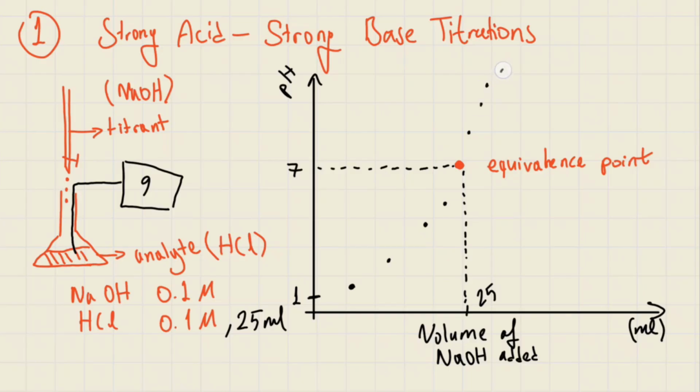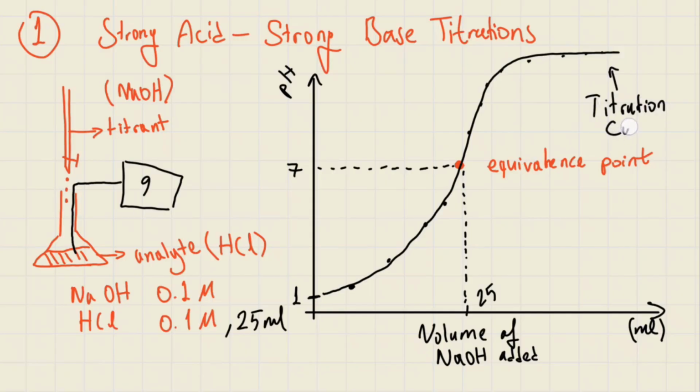And if you continue, the pH will be higher than 7. And we have a nice titration curve. This curve is the titration curve, but it is also called a pH curve. So it is completely the same thing.